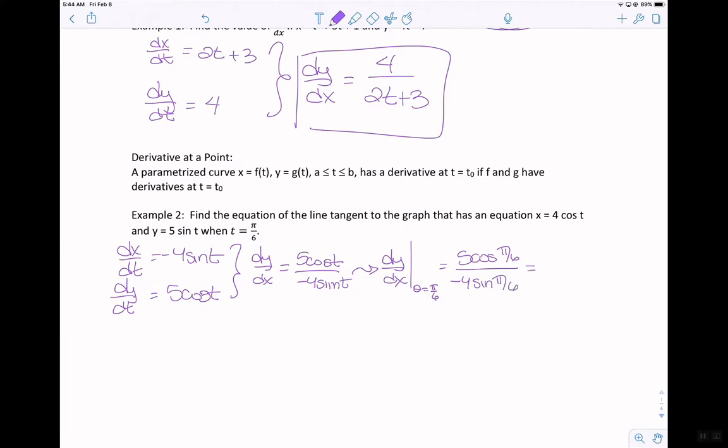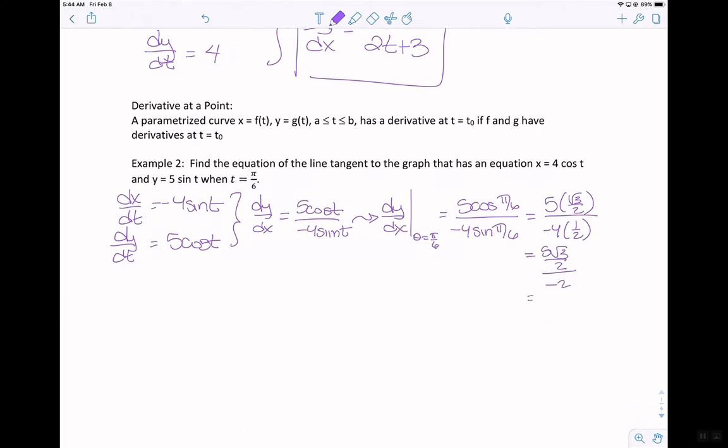So dy dx at t equals pi over 6 means 5 cosine of pi over 6 divided by negative 4 sine of pi over 6. Cosine of pi over 6 is root 3 over 2, and sine of pi over 6 is 1/2. So then I get 5 root 3 over 2 divided by negative 2, which is 5 root 3 divided by 2 times negative 1/2. So I get negative 5 root 3 divided by 4. So that's the slope of my tangent line.